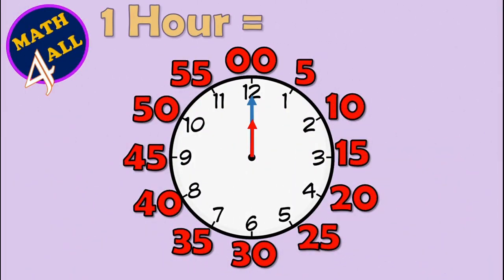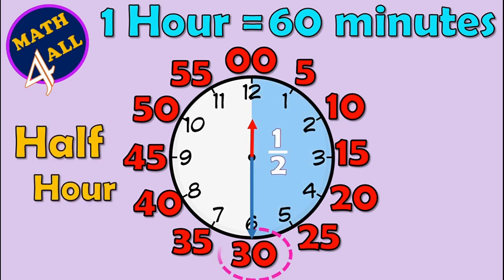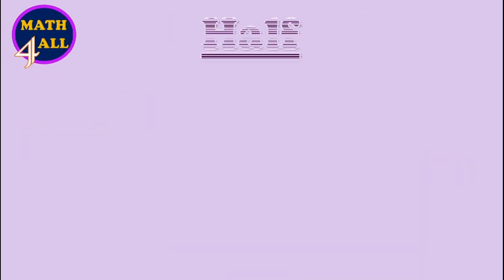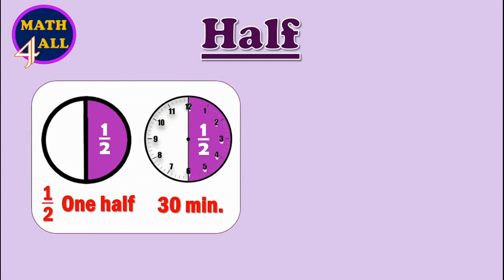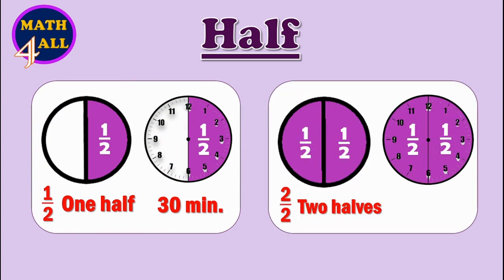At first, we have to remember that 1 hour equals 60 minutes, so that half of an hour equals 30 minutes. Now, if you know that 1/2 equals 30 minutes, so if we have 2 halves, according to the clock face, each half equals 30 minutes, and 30 plus 30 equals 60 minutes.